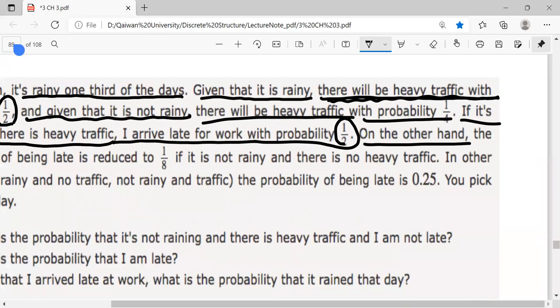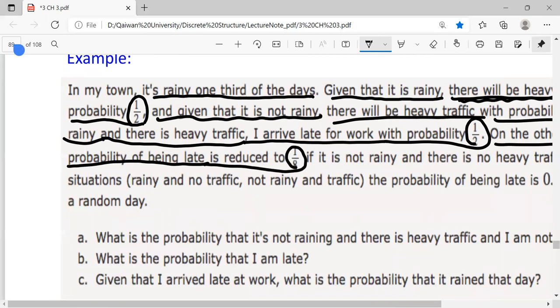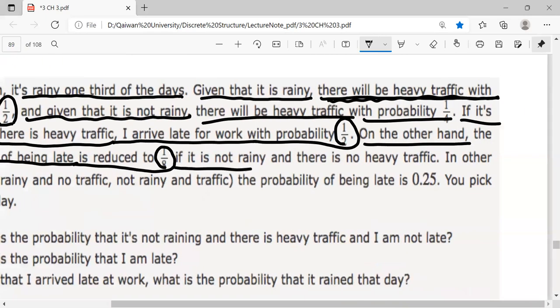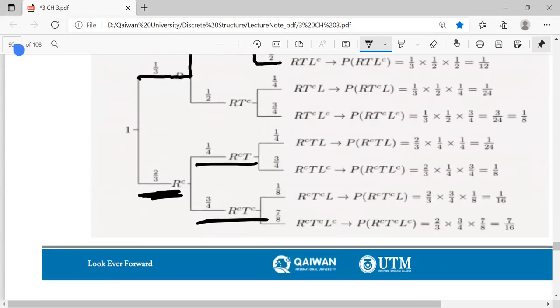On the other hand, the probability of being late is reduced to 1/8 if it's not raining and there is no heavy traffic. Look, if it's not rainy and there is no heavy traffic, being late, its probability is 1/8.